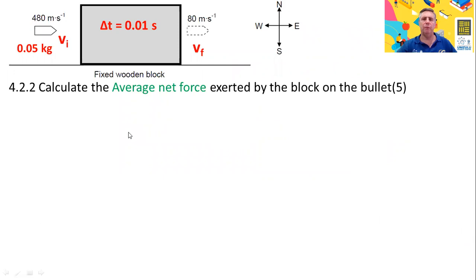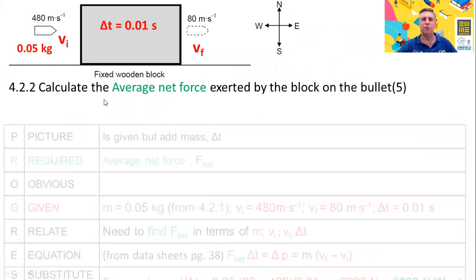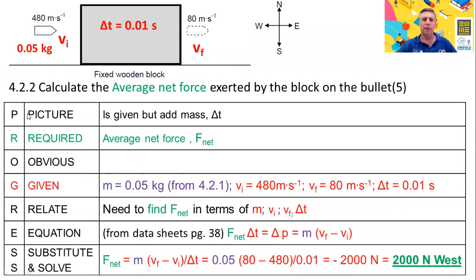4.2.2, calculate the average net force exerted by the block on the bullet for 5 marks. So let's consider our progress method. The picture is given in the exam, don't redraw it, but I've just added the mass of the bullet and delta t, the time for which it travels through the block. Useful having them on the diagrams, they're easy to find. What is required is the average net force, which is F net. Not really anything obvious, perhaps just that the block is stationary. What you're given is the mass of the bullet from 4.2.1. You're told that the initial velocity of the bullet is 480 meters per second. Final velocity is 80, and delta t is 0.01 seconds.